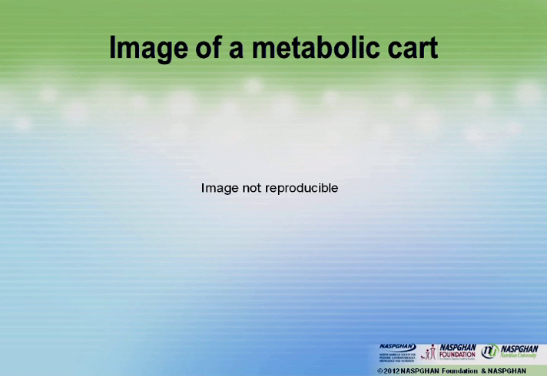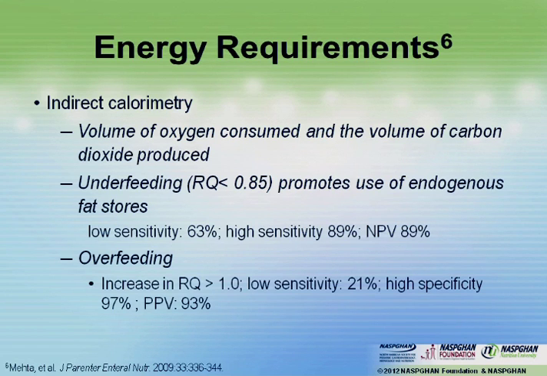So this is actually a metabolic cart that, in theory, is going to do these measurements for indirect calorimetry. It looks at the volume of oxygen consumed and the volume of carbon dioxide produced. In underfeeding, it really promotes the use of endogenous fat stores, with a very low sensitivity of 63%, but it's supposed to be high specificity, and a negative predictive value of 89%. When you look at overfeeding, you have an increase in this respiratory quotient greater than 1, with a low sensitivity but higher specificity in those patients.